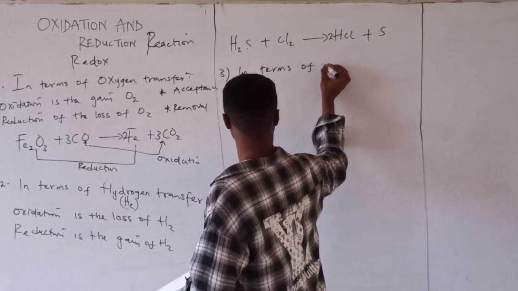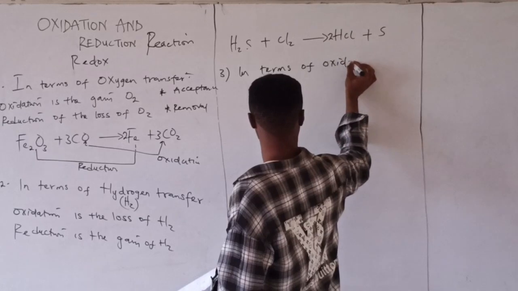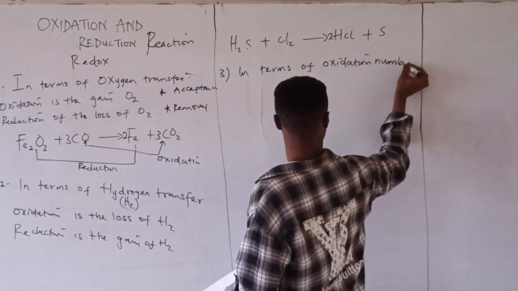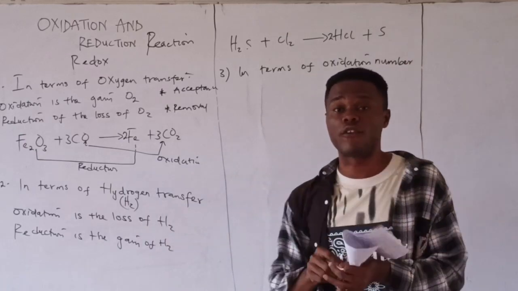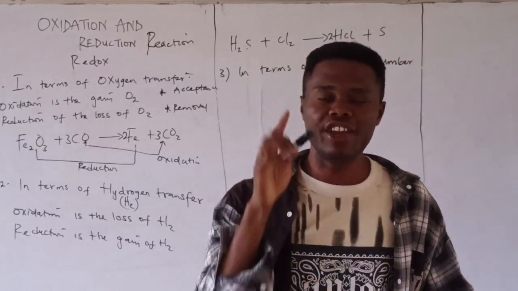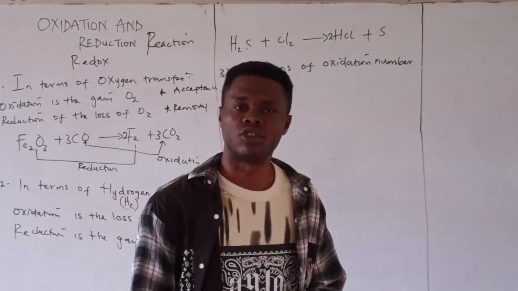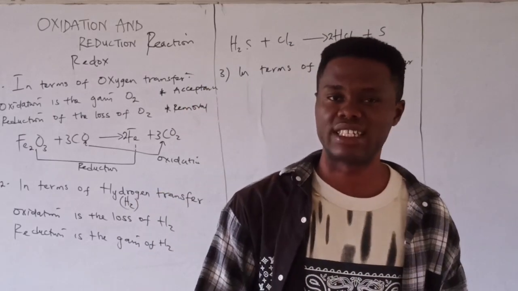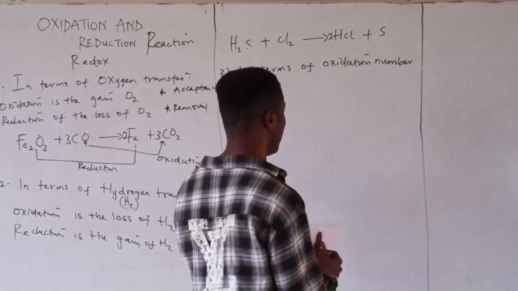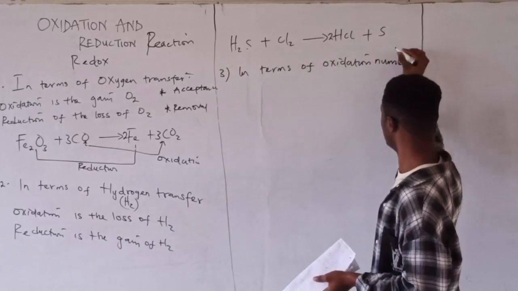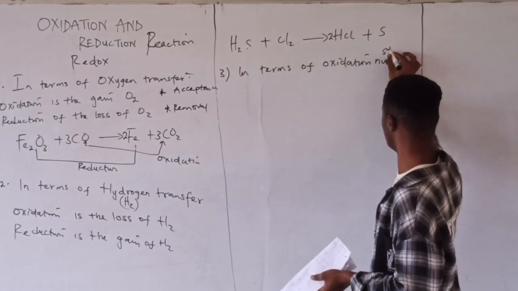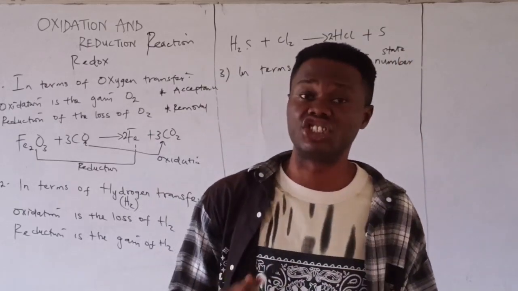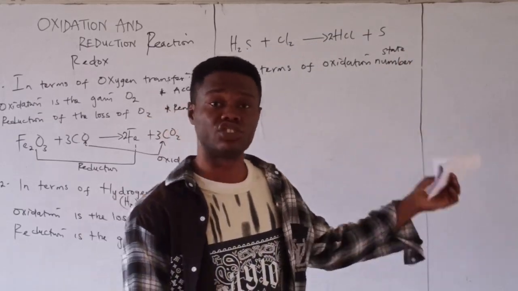In terms of oxidation number, mind you that oxidation number can also be called oxidation states. Okay? Oxidation number is the same as oxidation states. So I can interchangeably write oxidation number as oxidation states. Alright, so what is an oxidation number or an oxidation state?